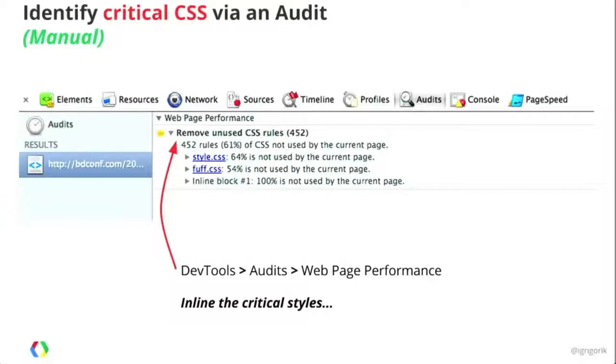One little tip that I have for you guys is if you open up your Chrome DevTools and you go into audits, you can run a performance audit, and in there it'll tell you, hey, you've loaded all these files, so style.css, fuff, CSS, I'm not sure which page this is, and out of all of the rules that you have on this page, on this document, 60% of them are not being used.